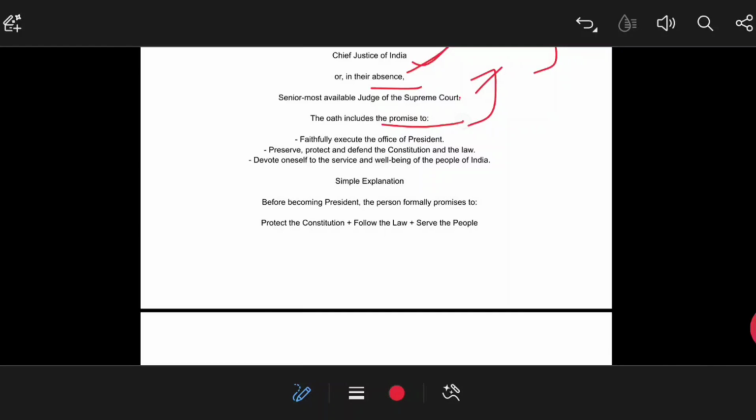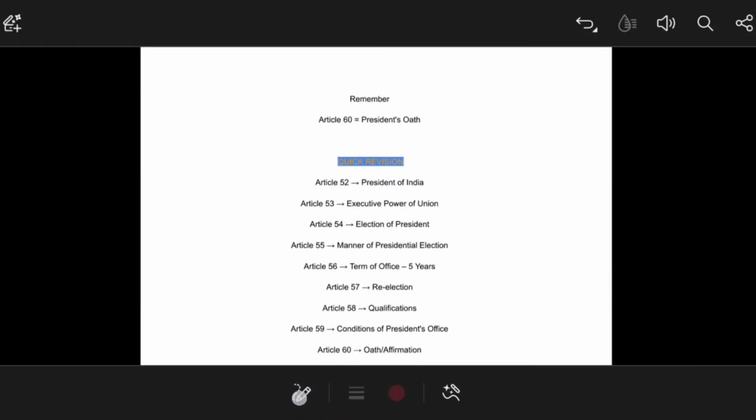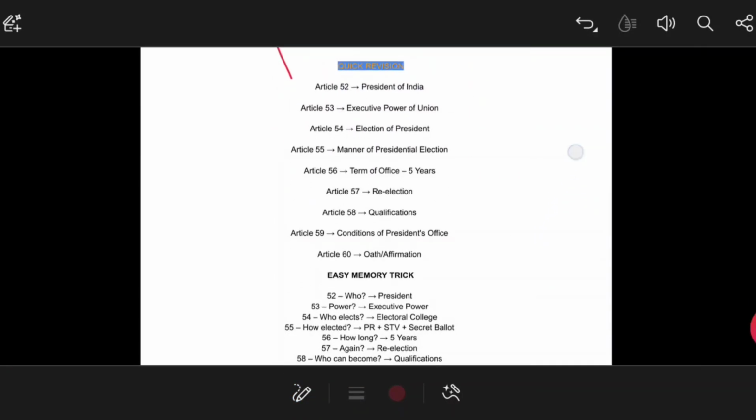The oath includes the promise to faithfully execute the office of president, preserve, protect, and defend the constitution and the law, and also devote oneself to the service and well-being of the people. So before becoming president, the person formally promises to protect the constitution, to follow the law, and to serve the people. Remember, Article 60 itself provides for the oath of the president.